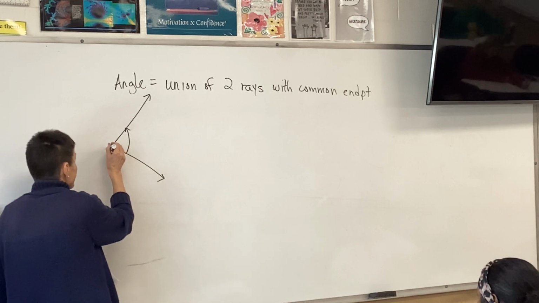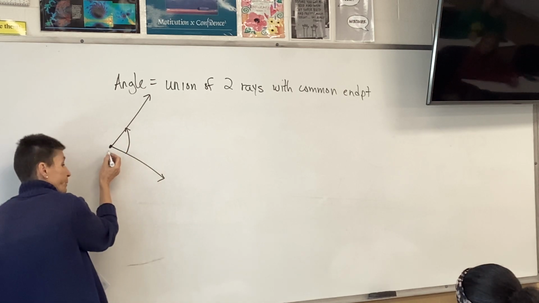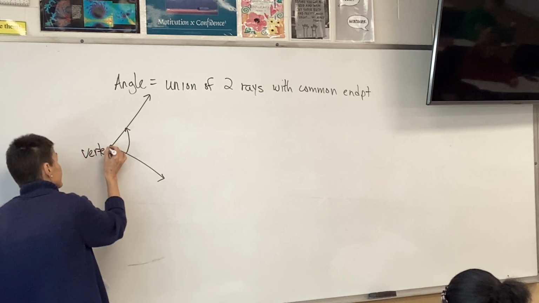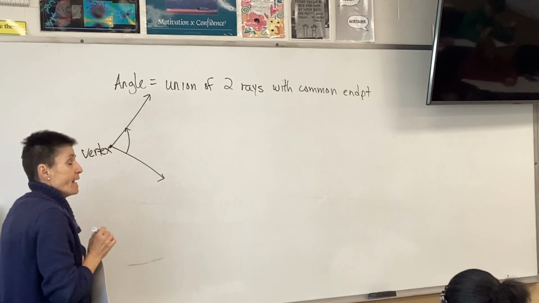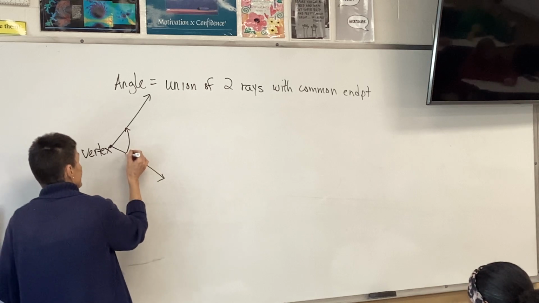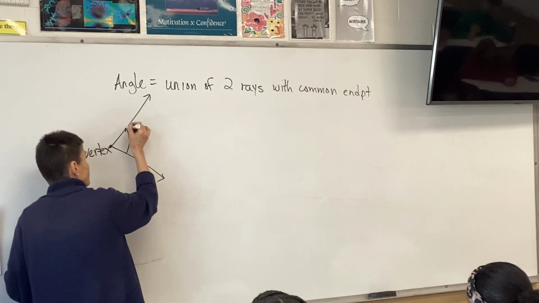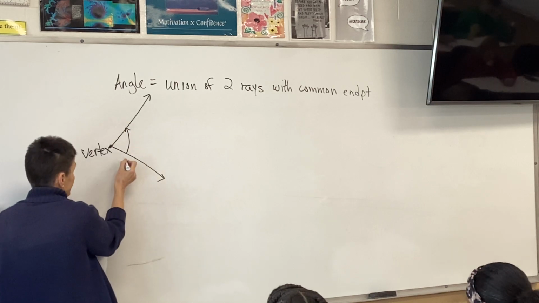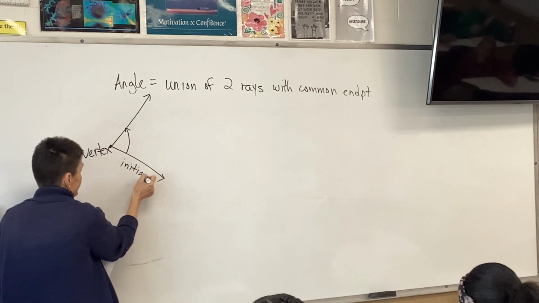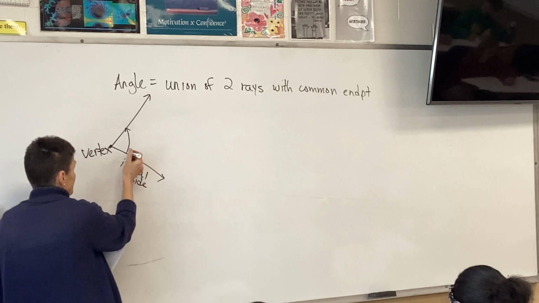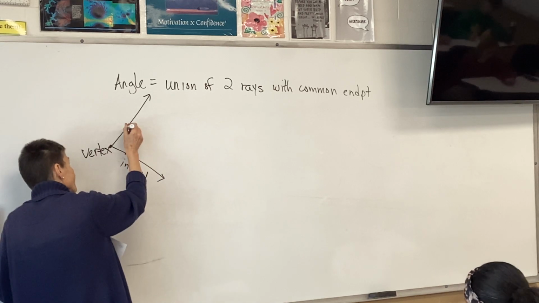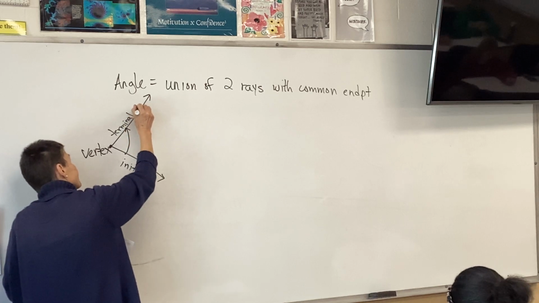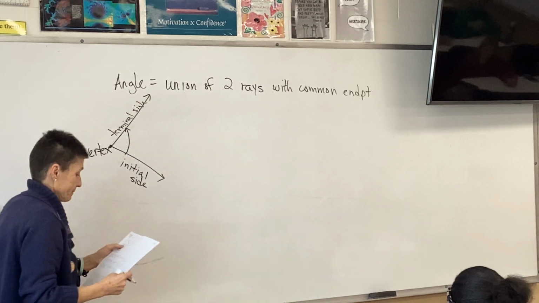That common endpoint is called the what? What do we call this guy right here? Vertex. And if our angle is rotating in this direction, like I have the arrow marked there, this is called the initial side. That's where we start. And then this is called the terminal side. That's where we end.